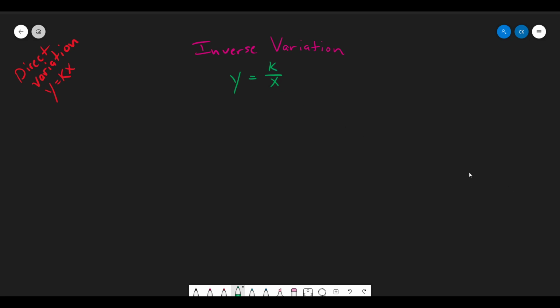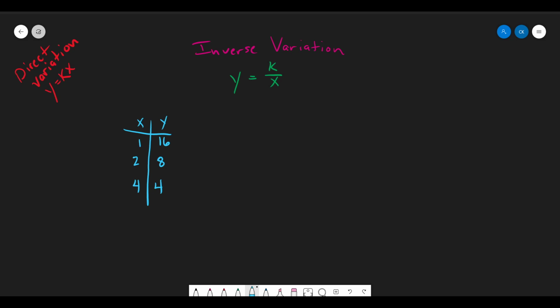So the first thing we're going to want to do is determine if different functions are inverse variations of each other. So, for example, if I gave you a table here, an XY chart, and I have the points 1 and 16, and we have 2 and 8, and 4 and 4. And I would ask you, is this an inverse variation, or is this a direct variation?